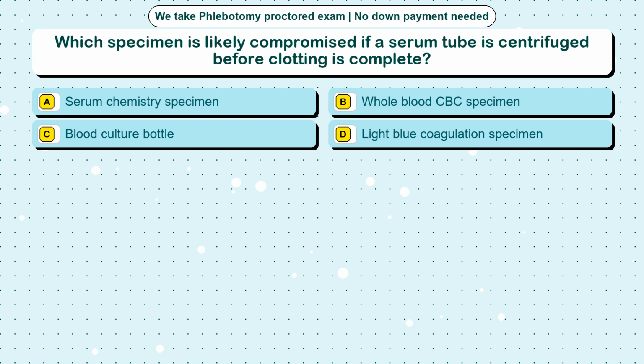Question 60. Which specimen is likely compromised if a serum tube is centrifuged before clotting is complete? Option A. Serum chemistry specimen. Option B. Whole blood CBC specimen. Option C. Blood culture bottle. Option D. Light blue coagulation specimen.